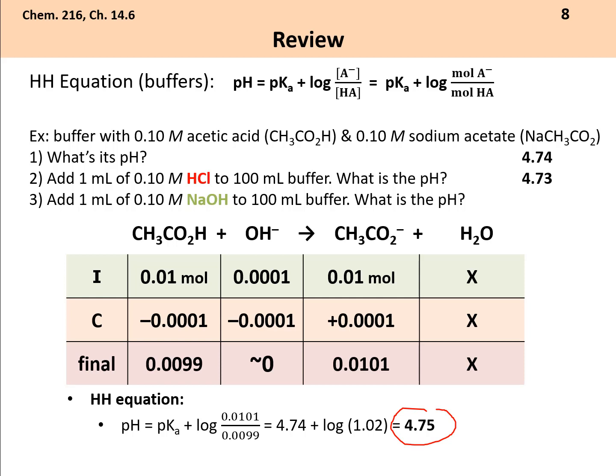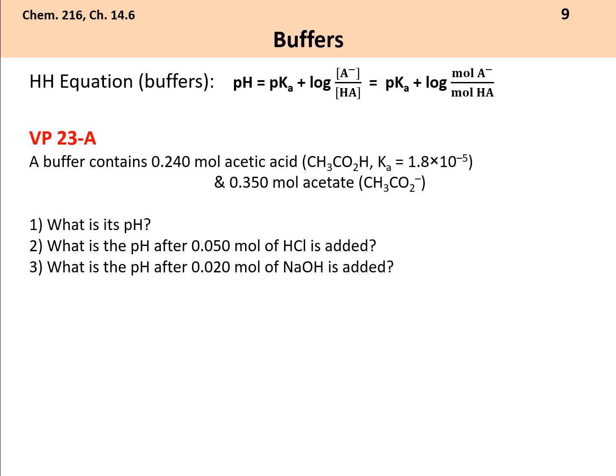If you want, you can go back to the old lesson and figure it out, because video problem 23A is all about using a buffer. We're told we have a buffer here, acetic acid and acetate. We're given its Ka. We want to know its pH, and then the pH after I add an acid and after I add a base. So go ahead, do this problem. We'll come back to it.